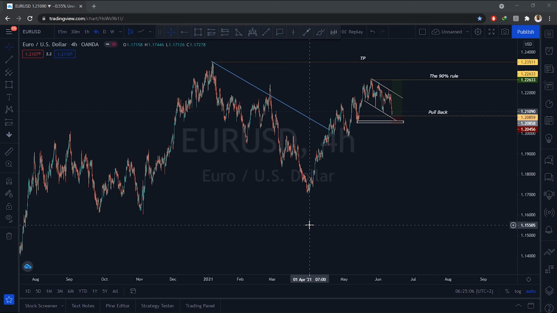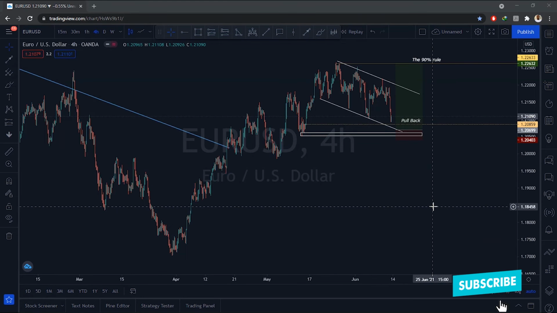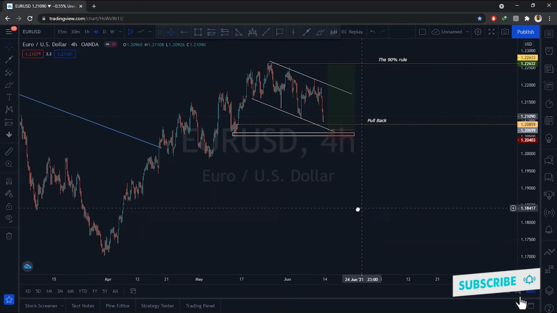Now, with that being said, we're going to go with our first analysis. Starting off with our weekly analysis, we're going to start with the EURUSD.